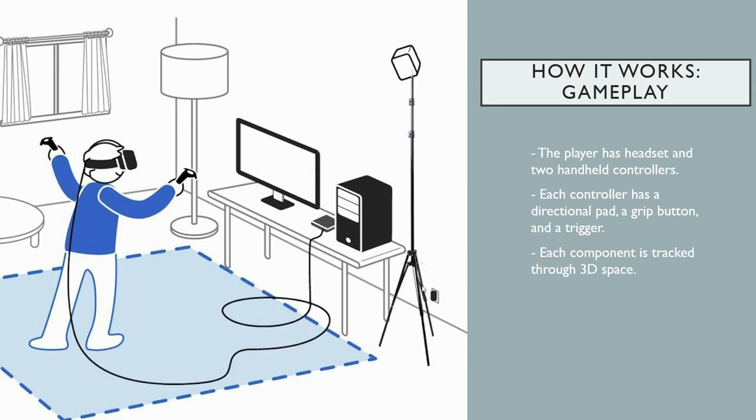HTC Vive Virtual Reality Kit has been used during testing. The equipment needed to play are two handheld controllers, each having several methods of input, such as a directional pad, a grip button, and a trigger. A headset is also needed. Each piece of equipment is tracked through 3D space by motion sensors.